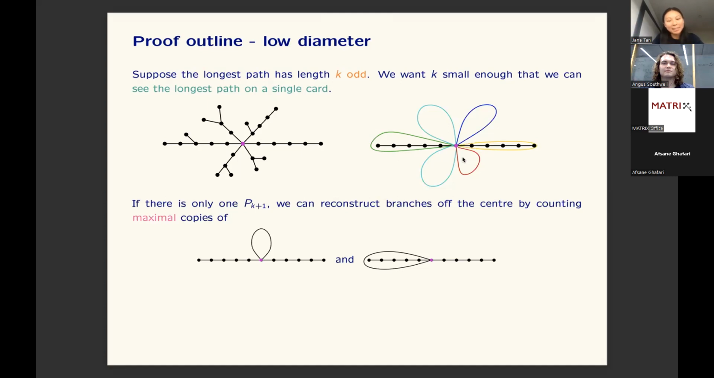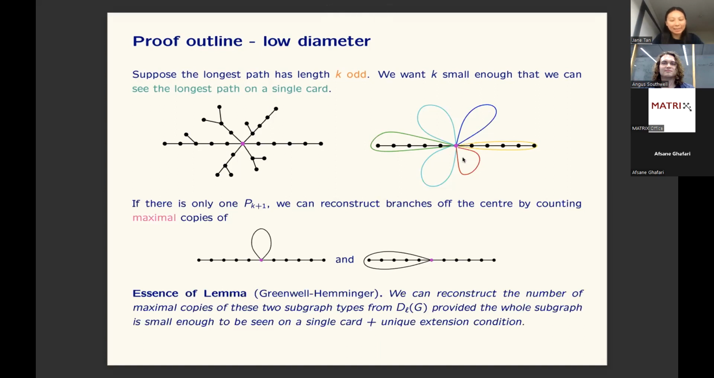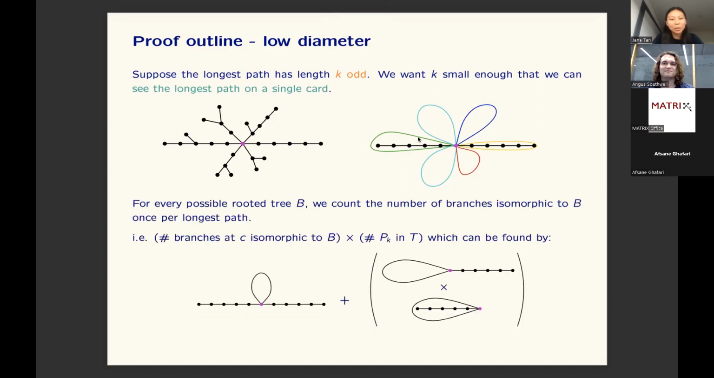Okay, I mean, that's the easy case. The slightly harder case is actually not much harder. All we're doing is we're going to count every possible rooted tree, so rooted tree B, that's a candidate branch, once for every longest path. And there's just a little formula here which tells us how to do that. So again, for every longest path, we get these branches. Those ones are quite easy.